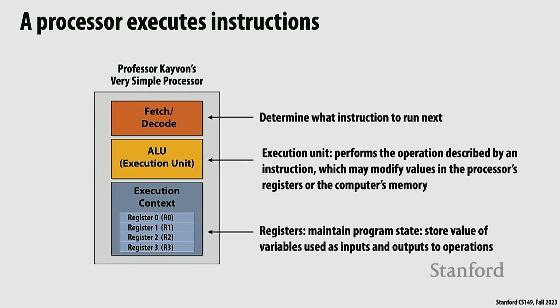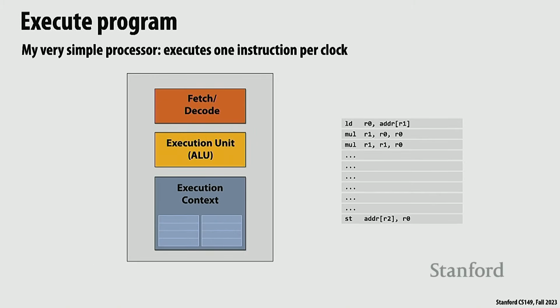Then you have a part of the processor, some of the hardware, that's actually responsible for doing stuff. I'm calling that the execution unit. And we have two forms of context. We have the register state of the processor, and then, not shown on the diagram, we have memory. My simple processor last time was going to execute one instruction every clock tick, making progress.